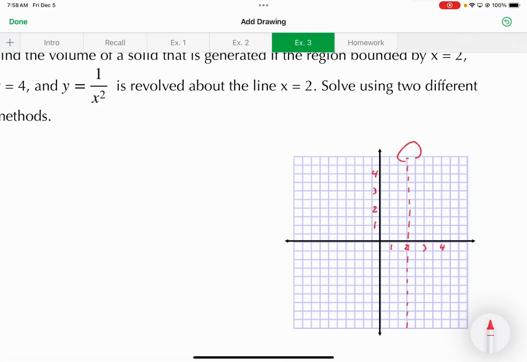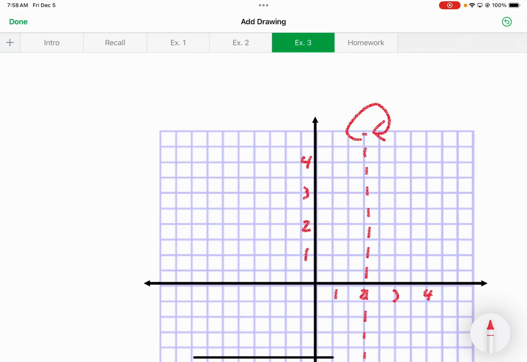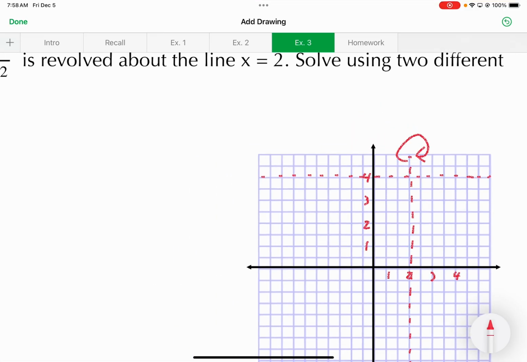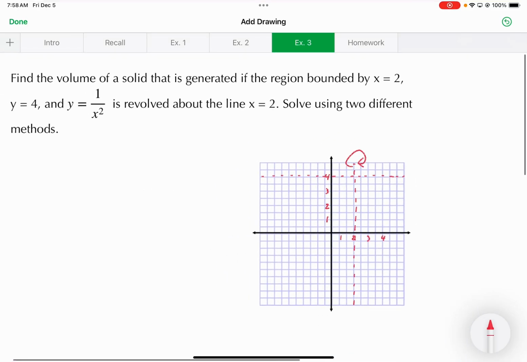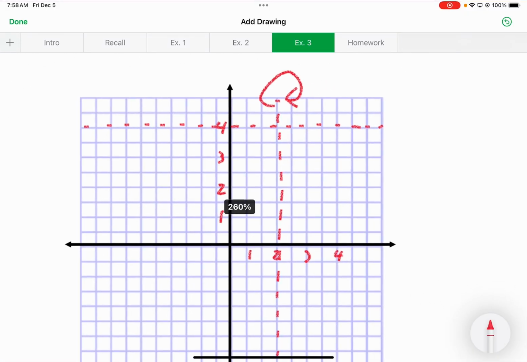All right, so we're revolving it around x equals 2, and that's one of our bounds as well. Okay, and then bounded by y equals 4 up here. Once you get all these pieces in there, if you are revolving it around a line, make sure you put some sort of indication in there. Because if I'm drawing a couple of lines, I want to make sure I know which one I'm revolving it around. All right, so then we have 1 over x squared.